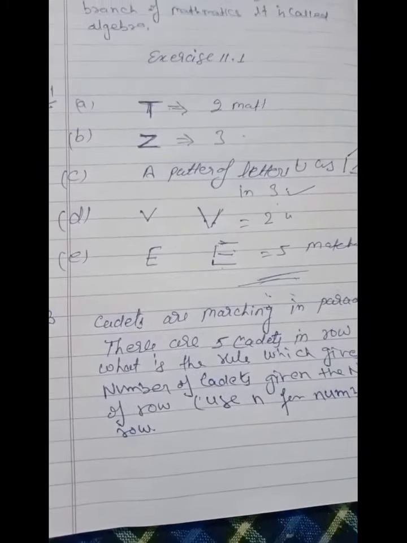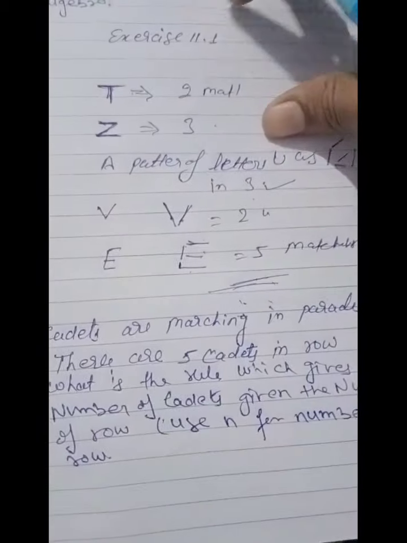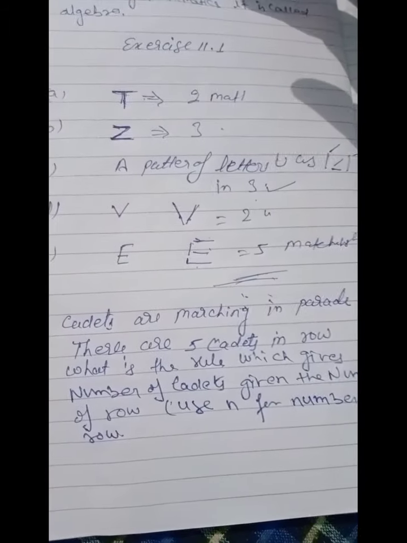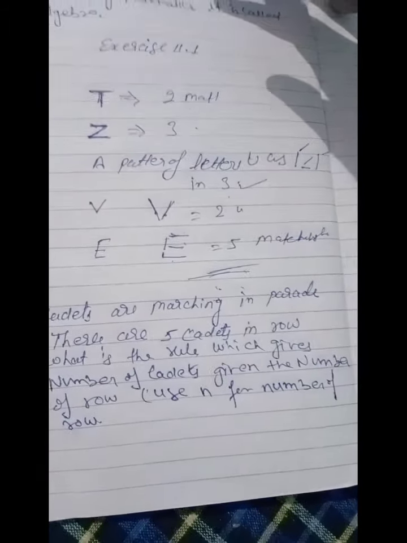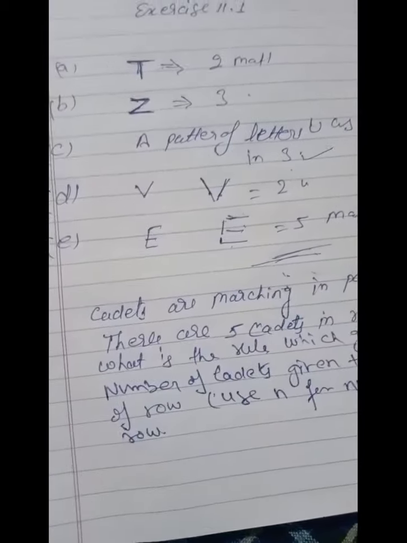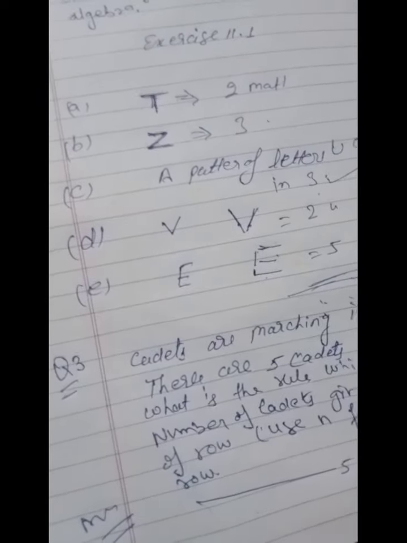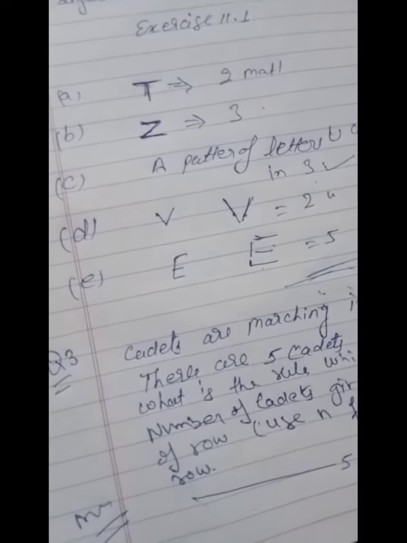अब क्वेश्चन नंबर 3 की बात करते हैं। तो क्वेश्चन नंबर 3 में पूछा गया है कि कैडेट्स आर मार्चिंग इन परेड, there are 5 cadets in a row. What is the rule which gives the number of cadets given the number of rows? Use n for number of rows. So the question gives us one row. If we put the answer, in the first row there are 5 cadets. In the first row we found 5 cadets.